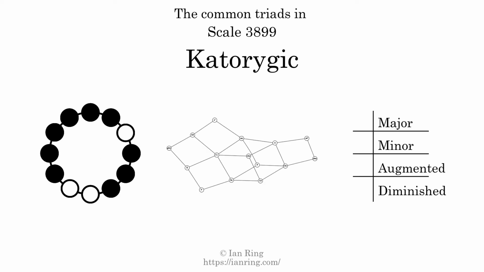The diagram in the center is a graph of parsimonious voice leading between triads. There are 5 major triads. There are 5 minor triads. There are 2 augmented triads. There are 3 diminished triads. Here is a Hamiltonian path of parsimonious voice leading that uses all the triads.